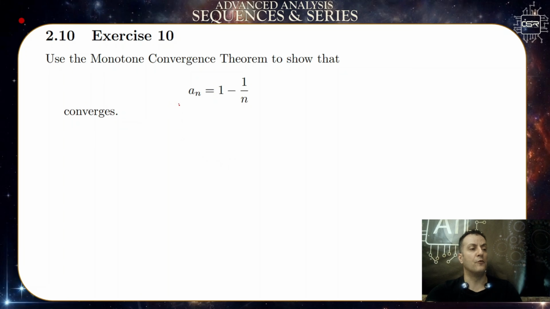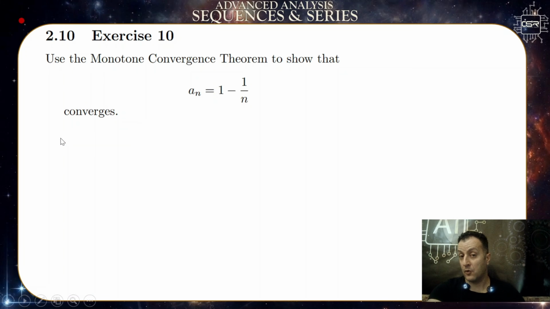Use the monotone convergence theorem to show that a(n) is equal to 1 minus 1 over n converges. What does it mean? When a sequence is monotone, so whether monotonically increasing or decreasing, and when it's also bounded, so it needs to fulfill these two criteria or conditions. It should be monotone, monotonically increasing or decreasing, and also bounded. Hence, you can deduce that the sequence is convergent. So let's check it out.